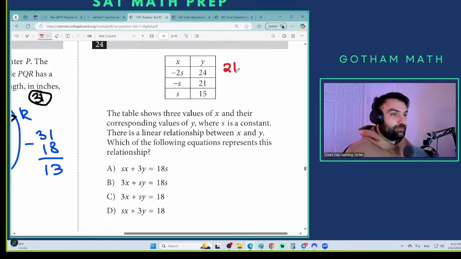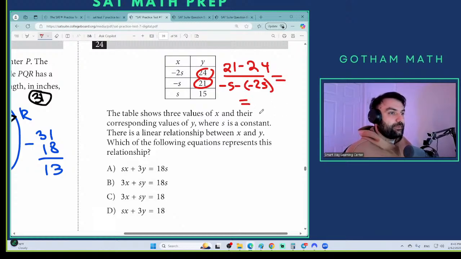It's going to be y2 minus y1, so 21 minus 4 over -s minus -2s, which is -3 over -s minus minus means plus. So it's -s plus 2s, which is s. So it's -3 over s will be the slope.